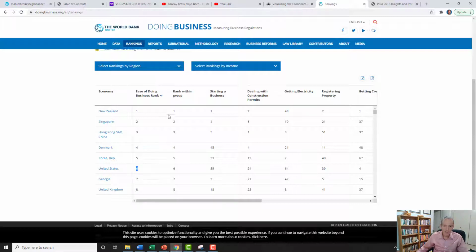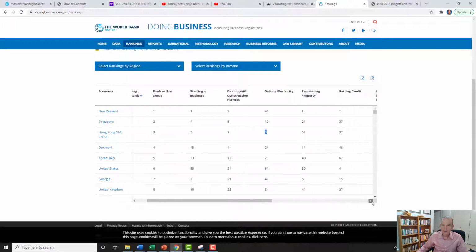But what's interesting here is not just where they rank, but what they rank on. So the ease of starting a business, you can see the U.S. does not rank very well there. And a country like Georgia ranks very high there. Dealing with construction permits, the U.S. ranks a little bit better there. I've never had to deal with that. Hong Kong ranks really well. Getting electricity, you can see the United States doesn't rank very well. Hong Kong ranks very well there.